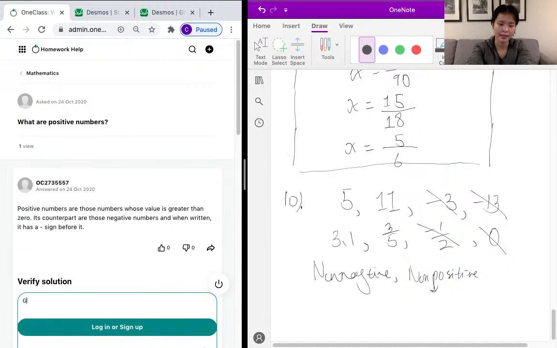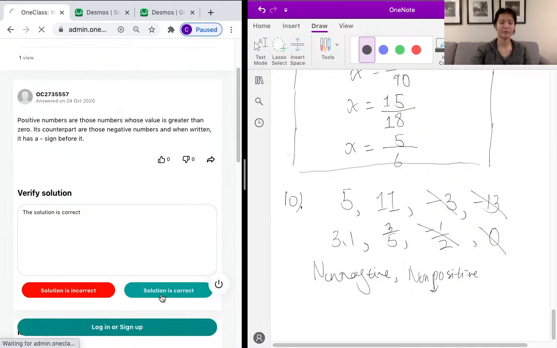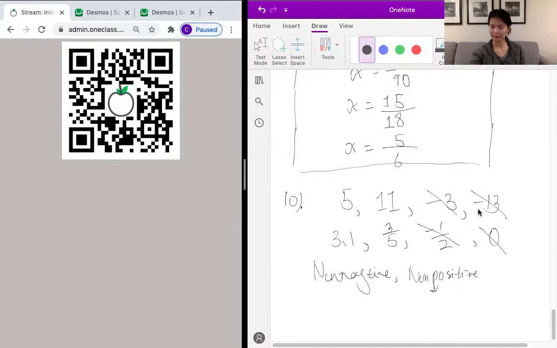Cool. Let's just say great, or the solution is correct. Cool, solution is correct. Move on to the next problem.